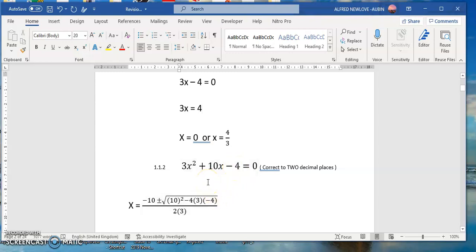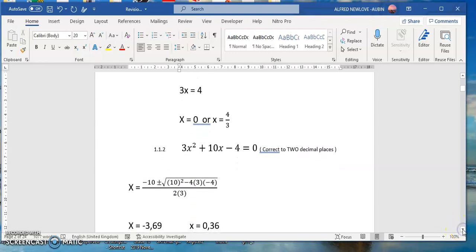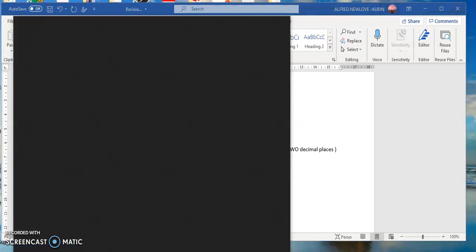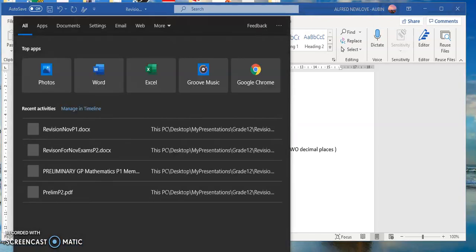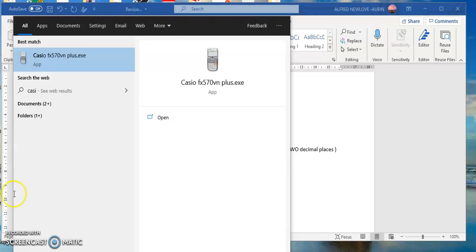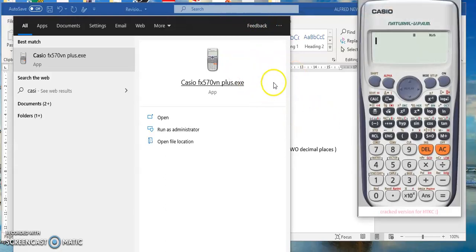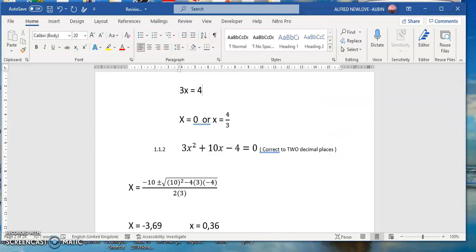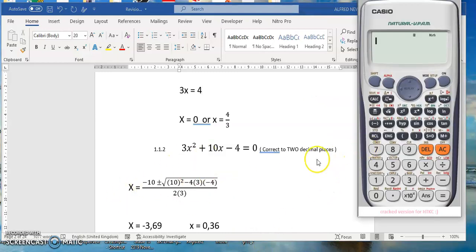So if we substitute into the formula, we are going to have minus b plus or minus the square root of b squared, which is 10 squared, minus 4ac, over 2a. And when we press this on our calculator, let's visit our calculator. Our calculator is ready. Let's press this on our calculator.